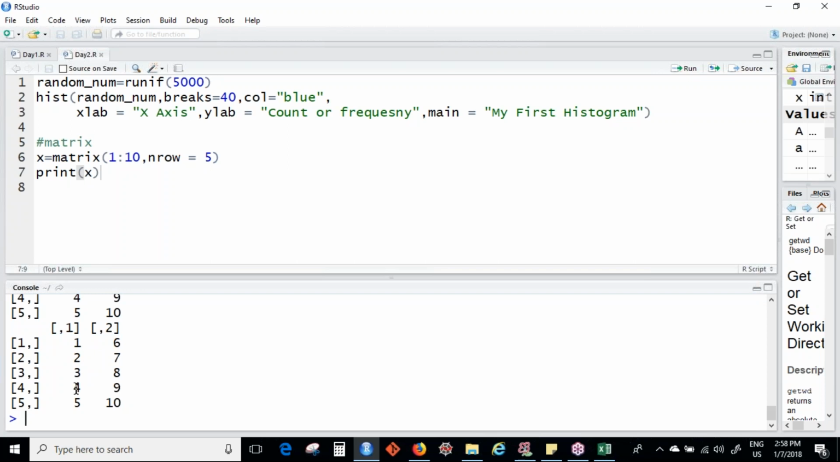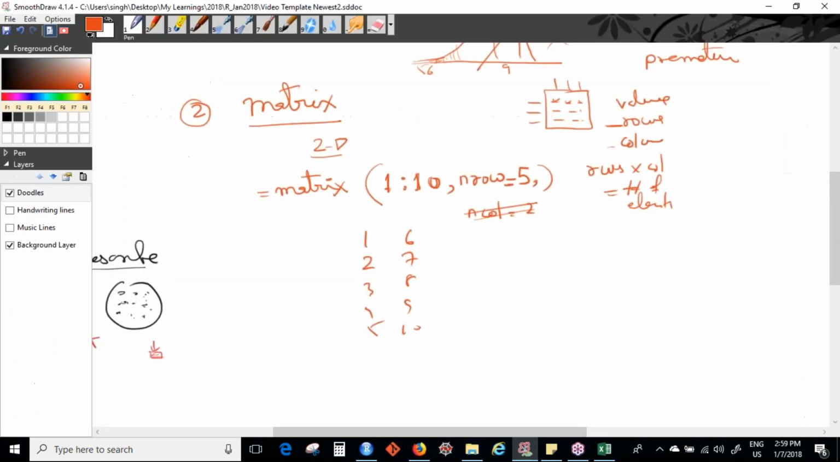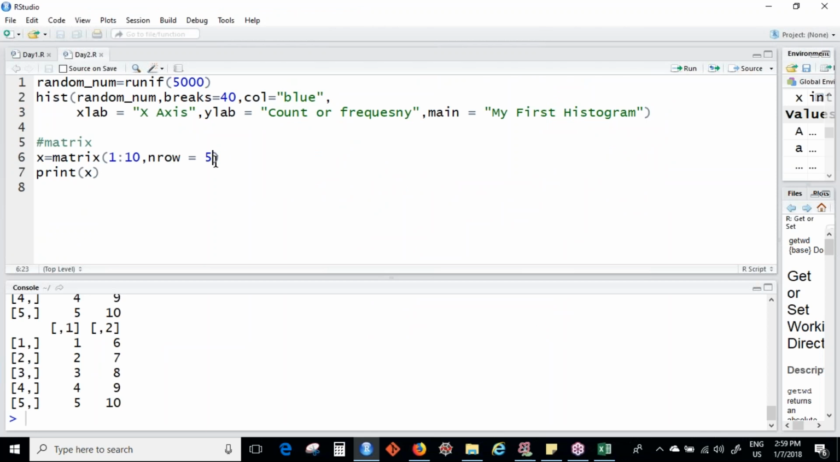I'm getting 1 2 3 4 5 in a column. Now you guys might have a question. Somebody might ask me why did I get it like this? Why didn't I get it like this? I could have got the matrix in this way also, right? Why did I get it in this way? Why was 1 2 3 coming as a column and not as a row? So that is because by default R does this. Okay, by default R will do this. So if you have to change that, you will use byrow is equal to TRUE.